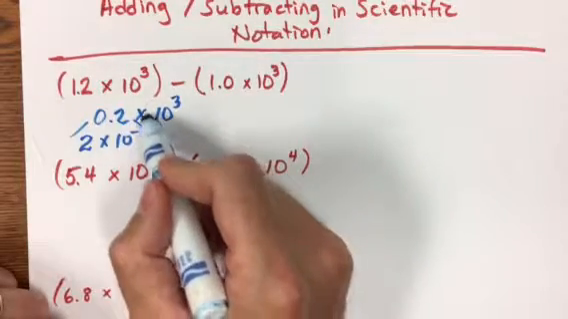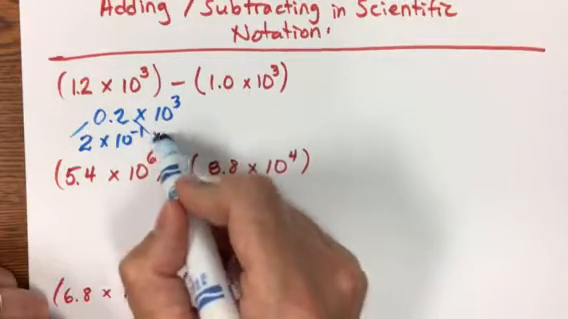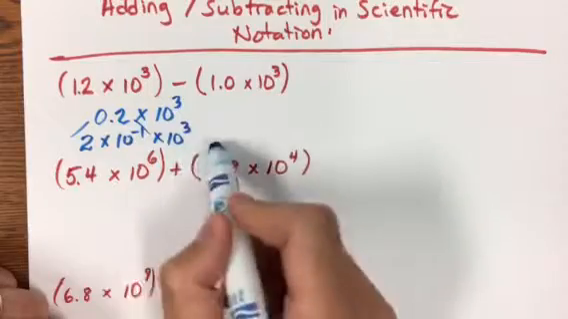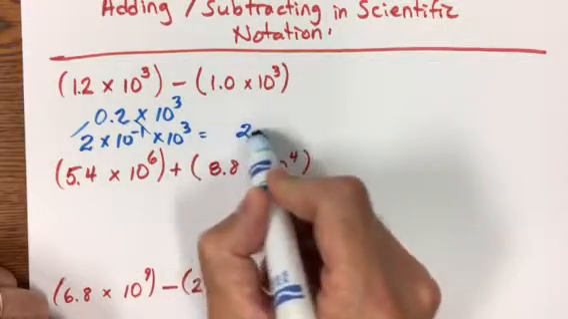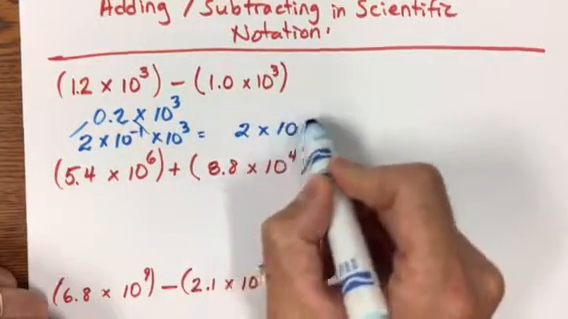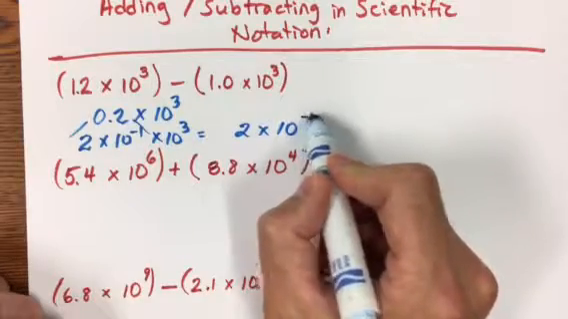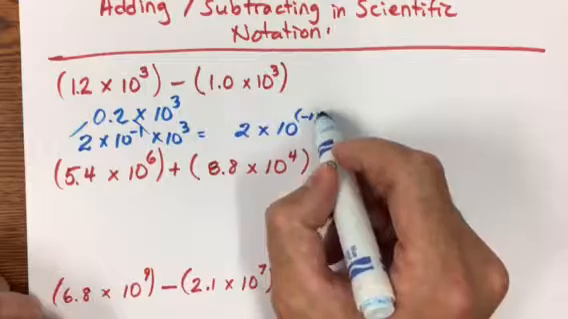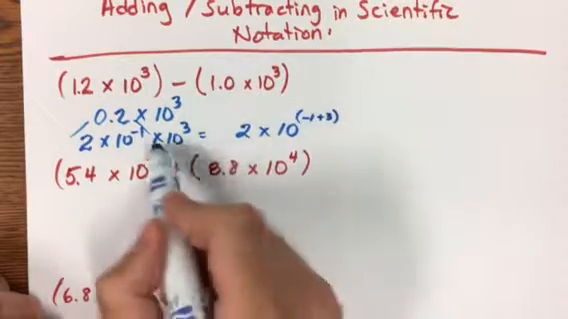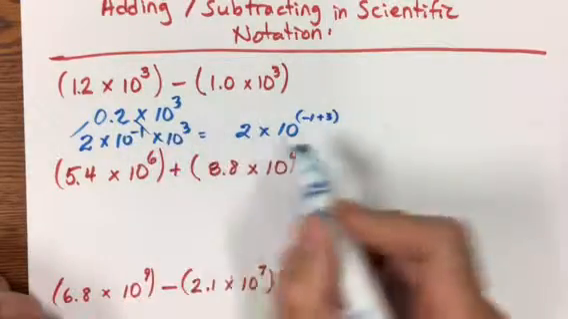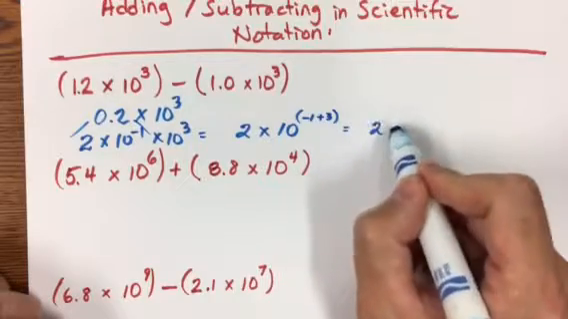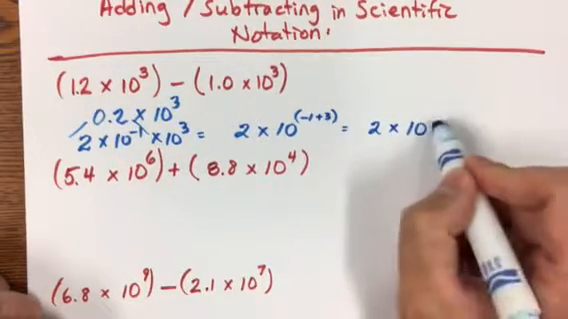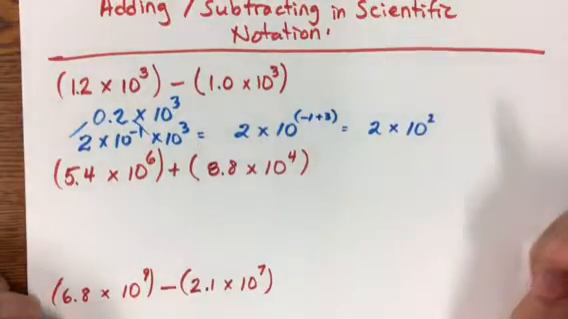So once I've done that, now I can bring this times 10 to the 3 down and recombine my powers of 10, and that would give me 2 times 10 to the negative 1 plus 3. Why would it be plus 3? Because when you multiply powers of 10, you add the exponents. So that would be 2 times 10 to the second power.